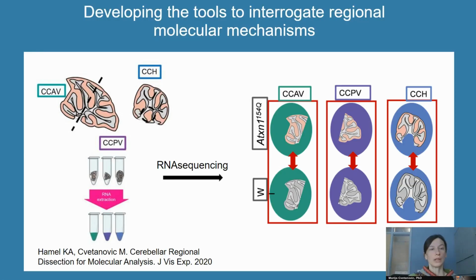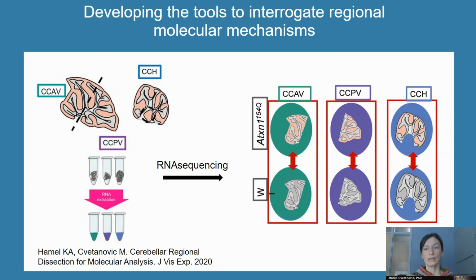So first we want to look at the molecular mechanism. How do we develop the tools to look at how these regions are different at the molecular level? A very talented student in the lab, Katie Hamill, developed a very easy and quick dissection of the cerebellum into the anterior and posterior regions for molecular analysis. She would very reproducibly be able to separate these regions, then extract RNA, and we would do RNA sequencing. Now, this would allow us to probe and ask many questions.